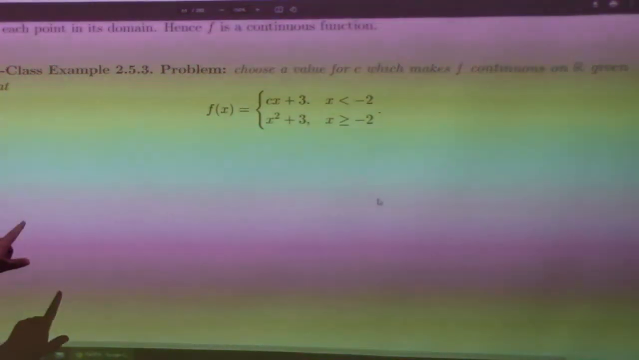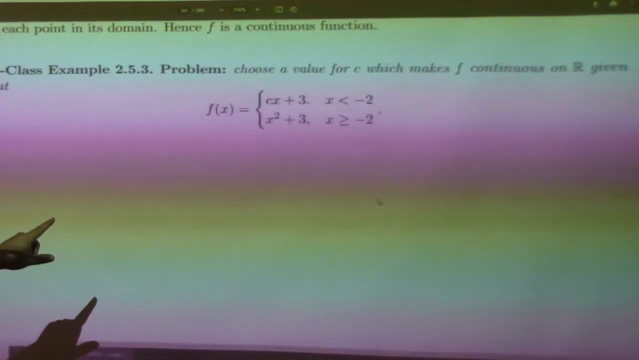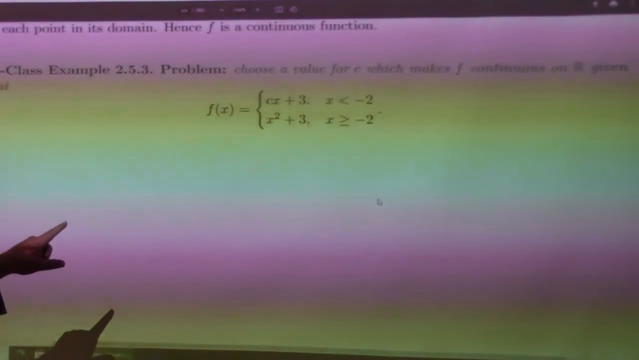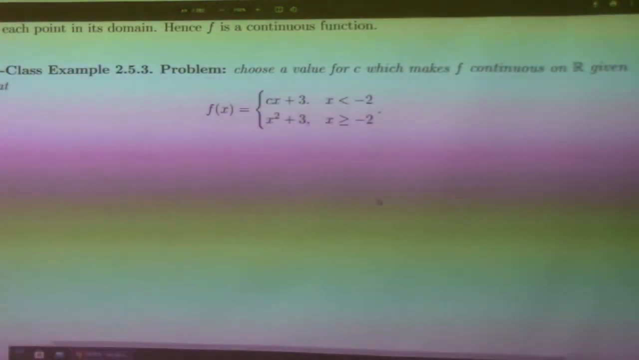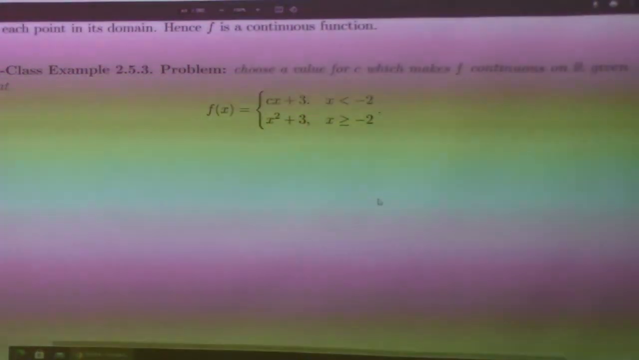All right, so here's the problem. Choose a value for C which makes f continuous on the reals, given that, here's the formula. All right, so let's work that out.